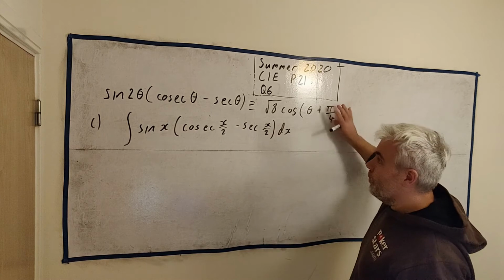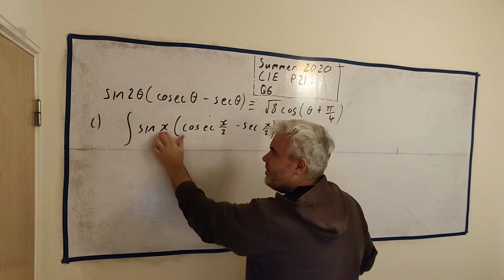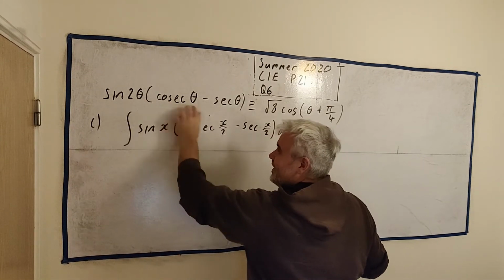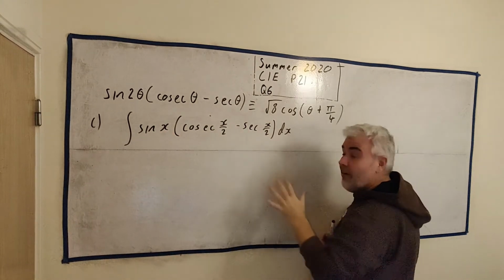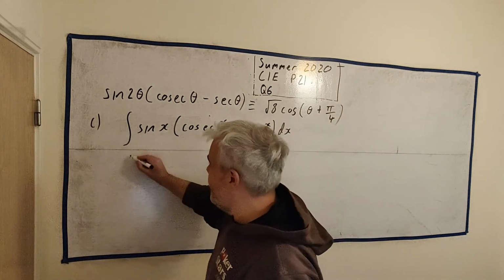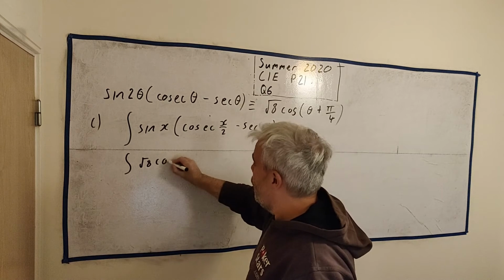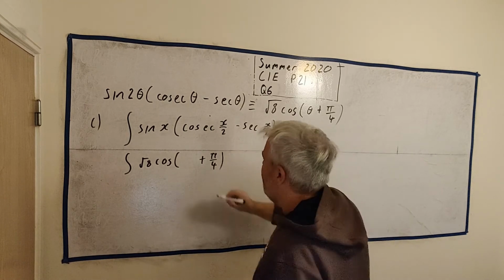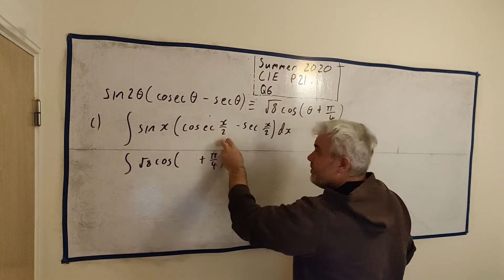So that's what we've done in part A. Now it doesn't look exactly the same, so be very careful. There's an x instead of a 2 theta, but this is 2 theta, this is half of this. This is half of this. So they are actually equivalent. They are the same. Instead of writing all of this, I can write square root of 8 cosine plus pi over 4.